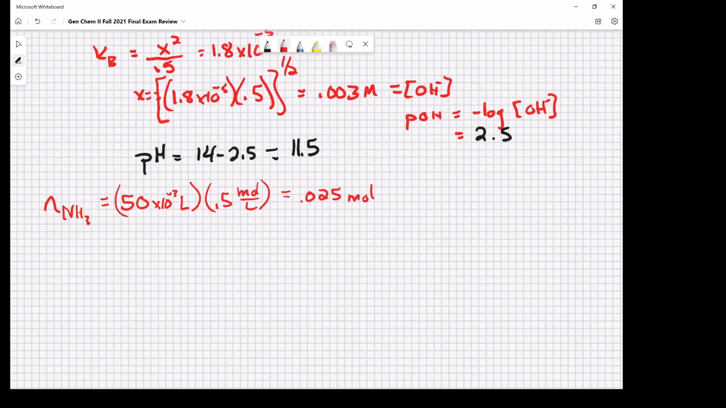0.025 moles. Good. Now let's calculate the number of moles of HCl. At 20 milliliters would be the best place to start. So 20 milliliters is 20 times 10 to the minus 3 liters, multiplied by, what's our concentration? 0.1 molar. So how many moles of HCl here?